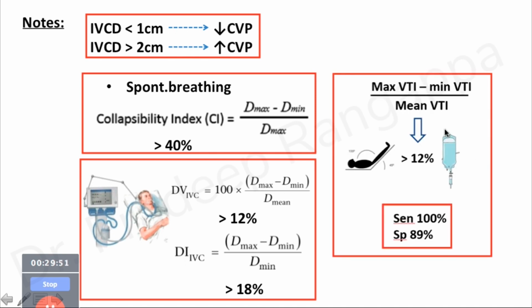If you are good at doing echo, you can put your probe on the LVOT and look for the velocity time integral. So maximum minus minimum divided by mean. If it is more than 12% in intubated and mechanically ventilated patients, then you can give fluids. Or if the patient is spontaneously breathing, you can do a PLR and check what is the maximum minus minimum and see if they are fluid responsive.